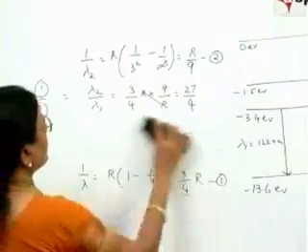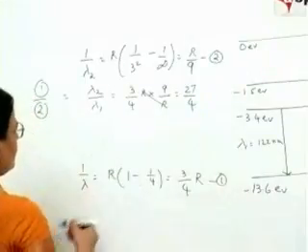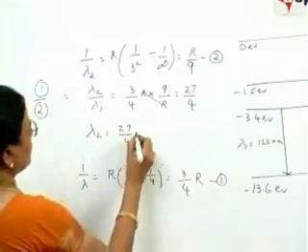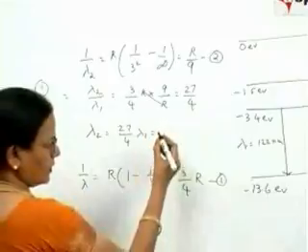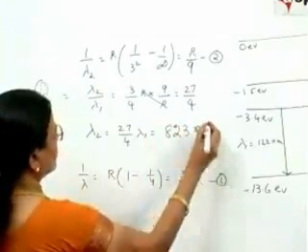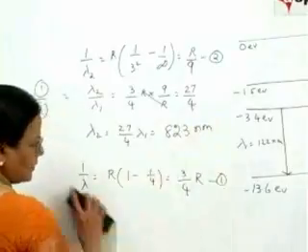Substituting lambda 1, lambda 2 equal to 27 by 4 lambda 1, we get 823 nanometer. Answer 2.